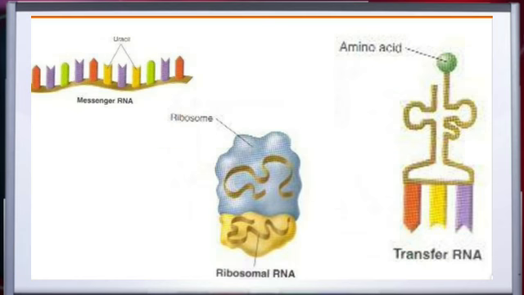Now let's talk about different types of RNAs. There are three types of RNAs. mRNA, that is messenger RNA, provides the template for translation. tRNA, that is transfer RNA, brings amino acids and reads the genetic code. And the third one is rRNA, ribosomal RNA, which plays a structural and a catalytic role during translation. All the three RNAs are needed to synthesize a protein in a cell.